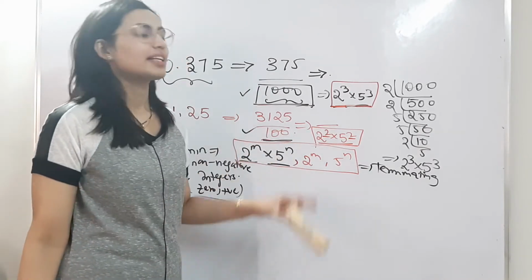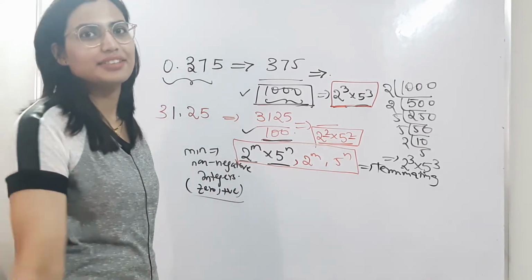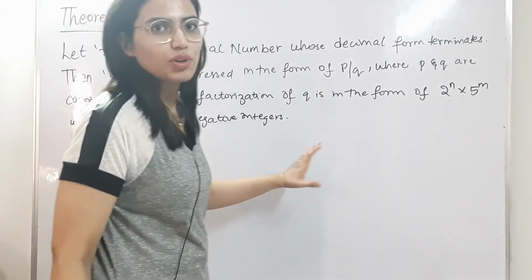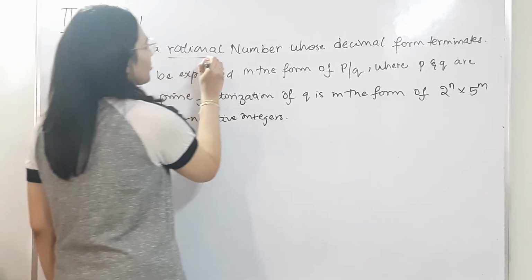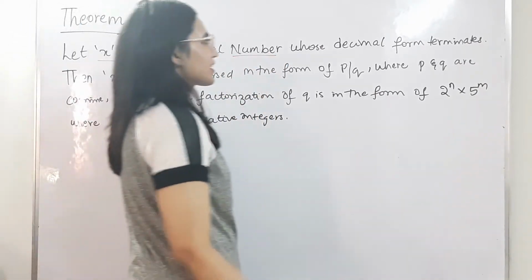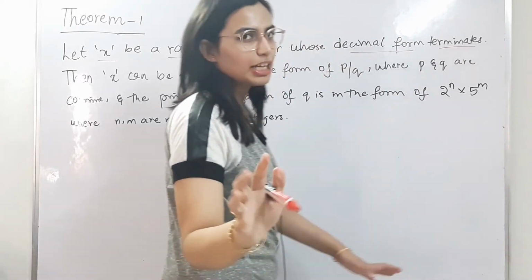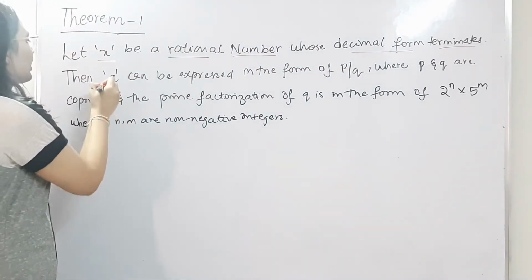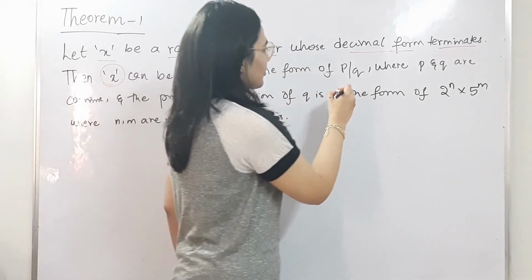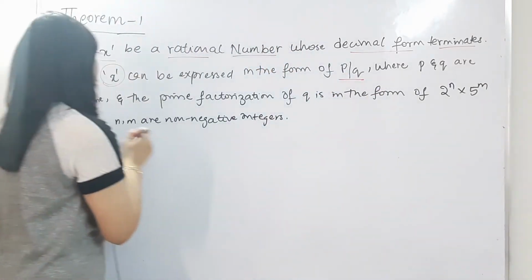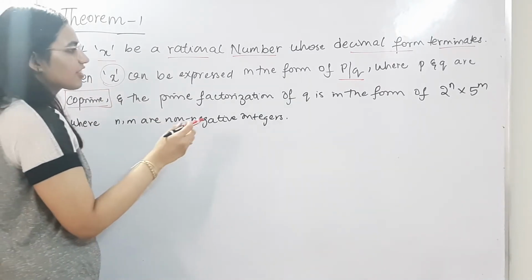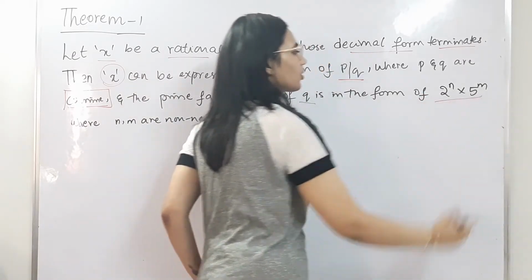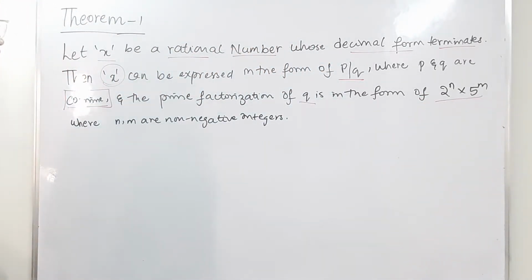Okay, with this understanding in mind, now let's see a quick theorem based on this. This is a theorem based on whatever concept I have taught you just now. The theorem states that let x be a rational number, and this rational number's decimal form will terminate. The terminating decimal expansion, and x can be expressed in the form of p by q, where p and q are co-primes. Let's deal with this now. And the prime factorization of q is in the form of 2 power of m into 5 power of n, which we just saw, where m and n are non-negative integers.